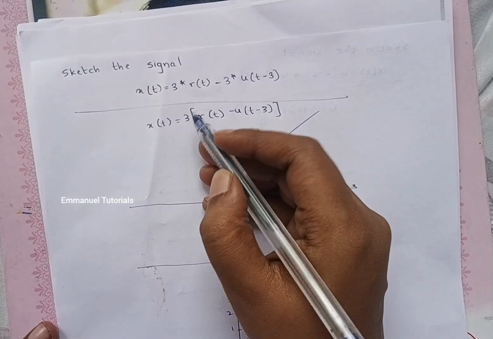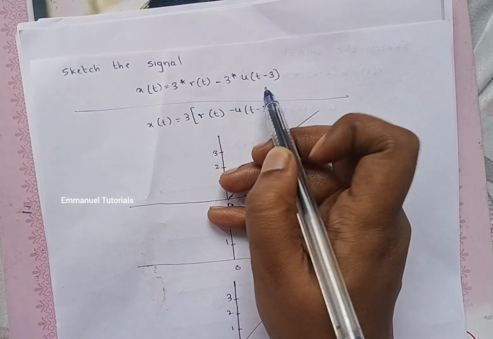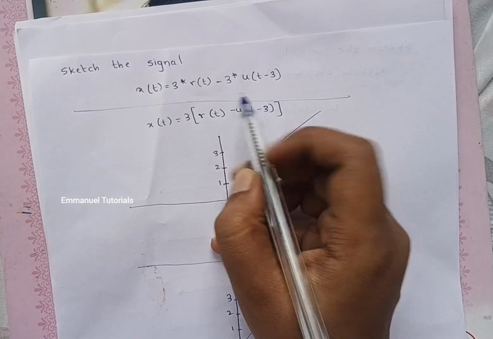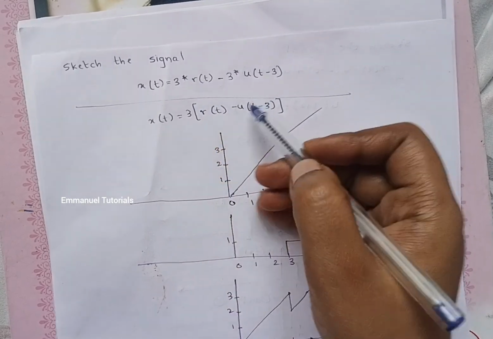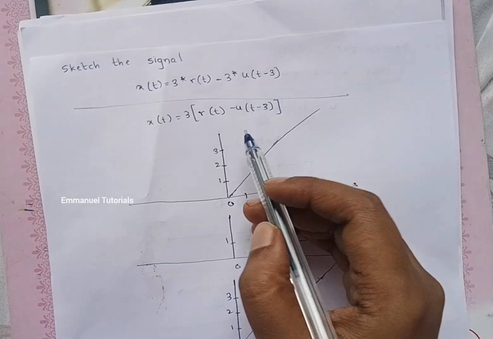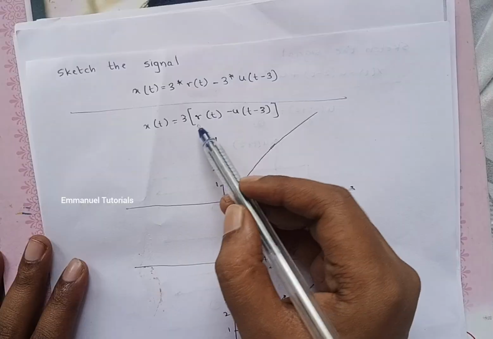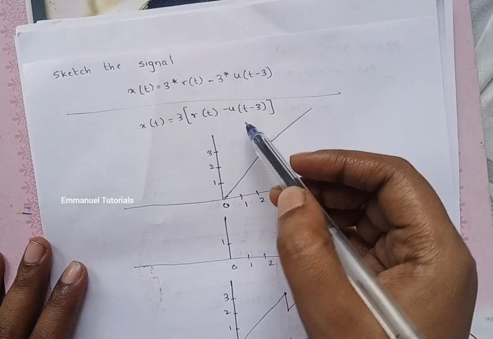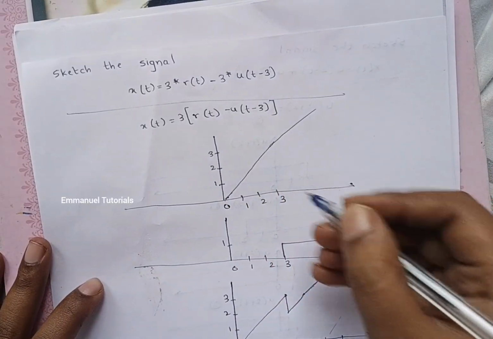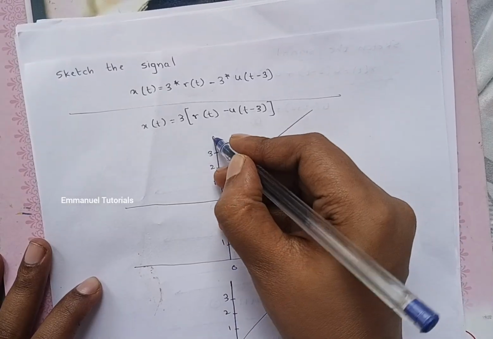So here we have a signal as 3r of t minus 3 u of t minus 3. So first part is a ramp and second part is a delayed unit step signal. Now you see that 3 is common in both, so we'll just remove 3 outside and first try to plot the signals which are inside the bracket. So first is r of t.